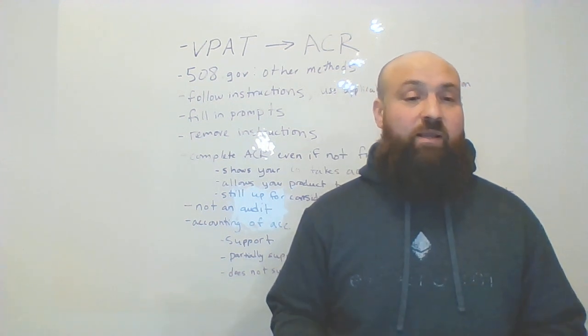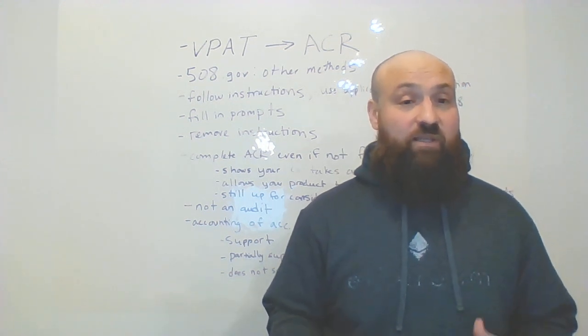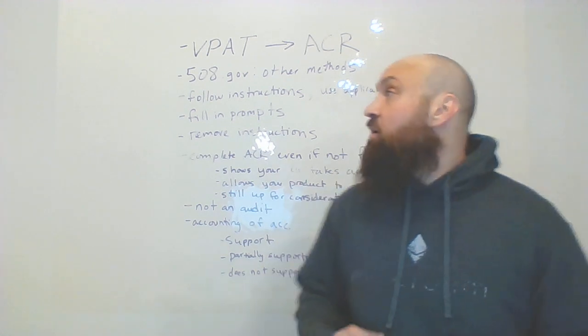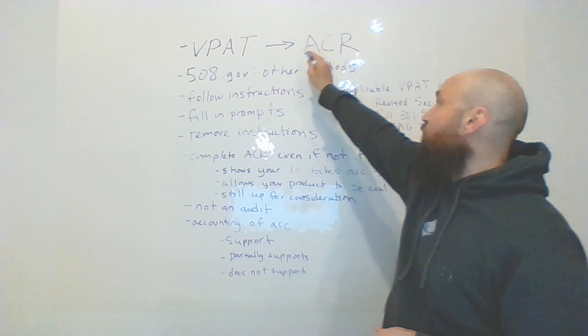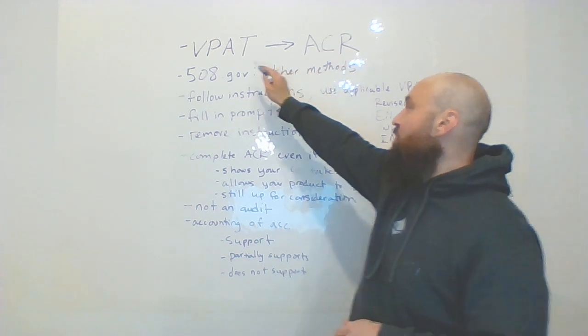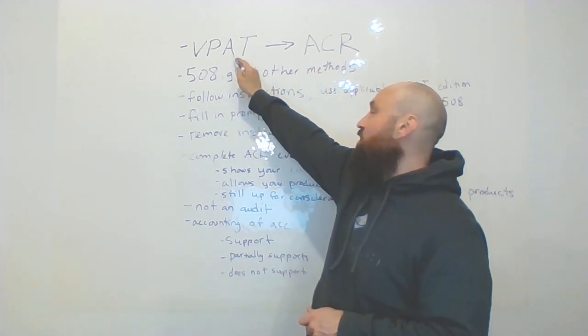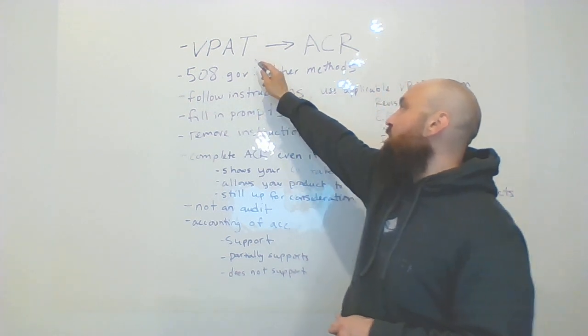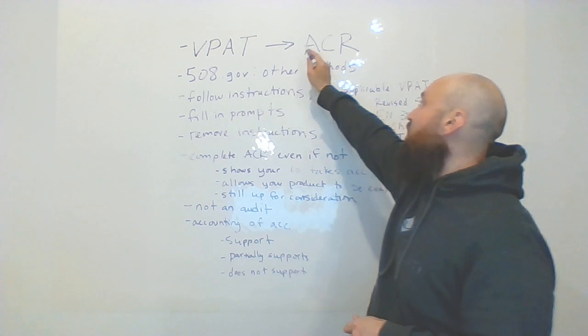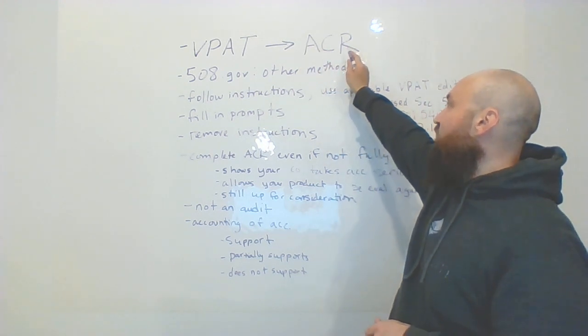The terms VPAT and ACR are commonly used interchangeably, but they are different. The difference lies in that we use the VPAT to create the ACR. So a VPAT is a Voluntary Product Accessibility Template, the operative word being template. We use this template, and once it's filled out, we have an Accessibility Conformance Report.